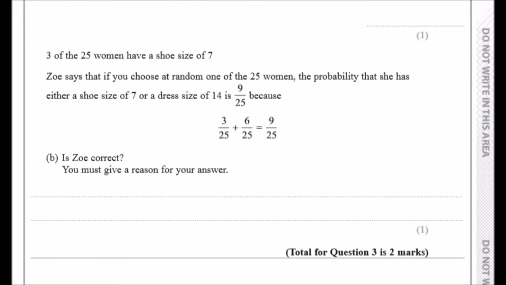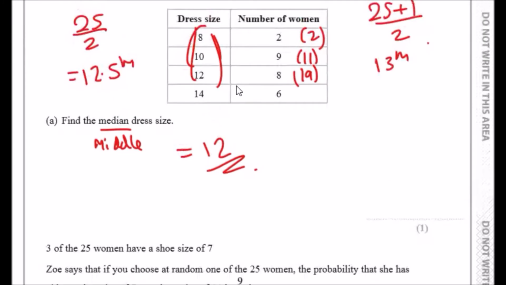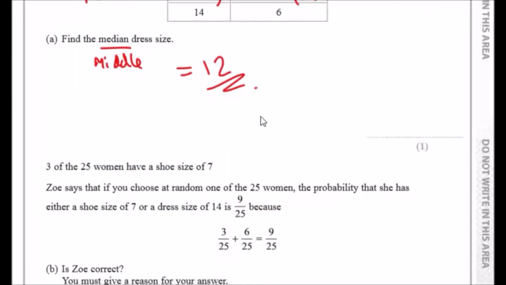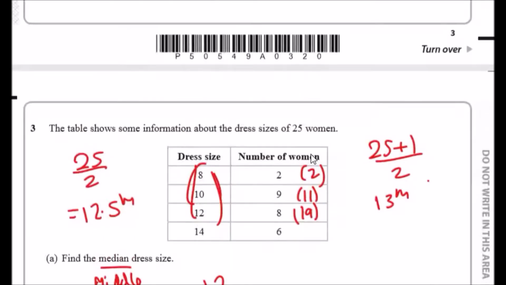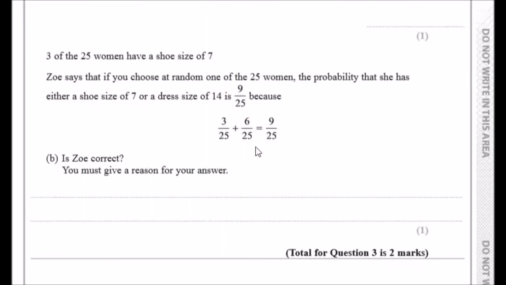Okay, part B. So 3 of the 25 women have a shoe size of 7. And just to relate this back, remember this information is about dress size, yeah? So just in case they talk about combining it, you would say they're mutually exclusive. So Zoe says that if you choose at random one of the 25 women, the probability that she has either a shoe size of 7 or a dress size of 14, so 2 different variables, is 9 out of 25, because 3 out of 25 women have a shoe size 7, 6 out of 25 have a dress size of 14. So they got the 6 from here. Does this add up to 9 out of 25? It does, but this statement is false. This is not correct. Why?